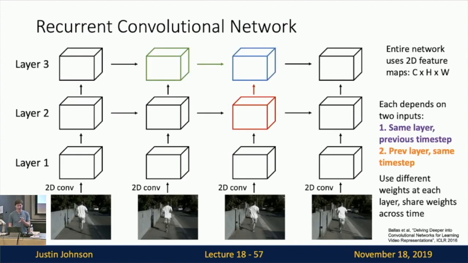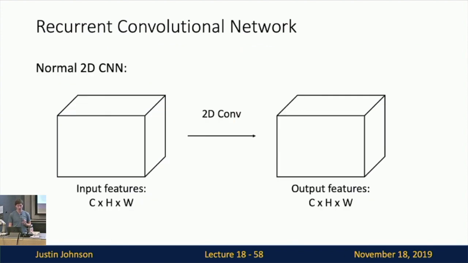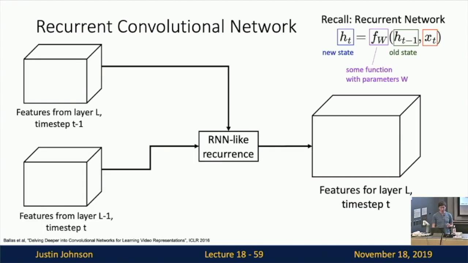To see exactly how we might fuse these things, remember that in a normal 2D CNN, we input one 3D tensor, run 2D convolution, and output another 3D tensor. Now we want to build a recurrent convolutional network where we take as input two 3D tensors. One gives us features from the same layer and the previous time step, and the other gives us features from the previous layer and the same time step. Then we want to fuse these using some kind of RNN-like recurrence formula that gives us the features for the current layer and the current time step.